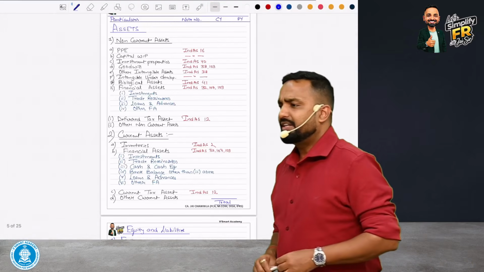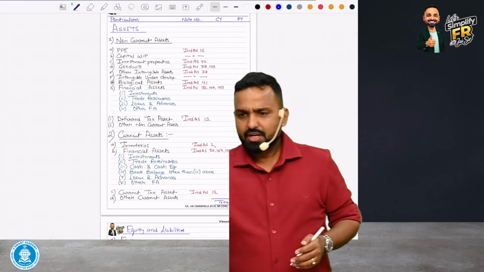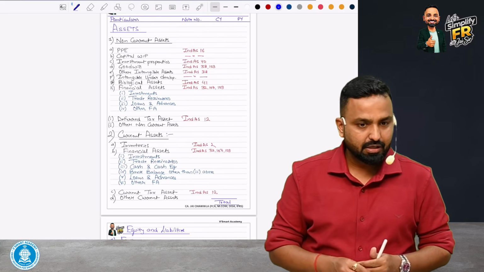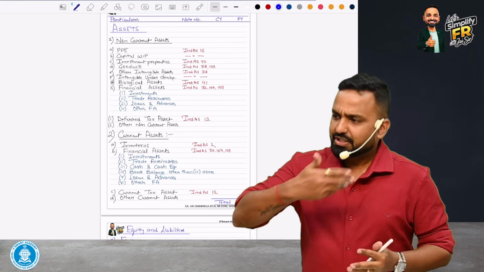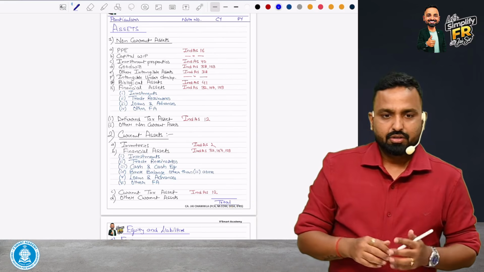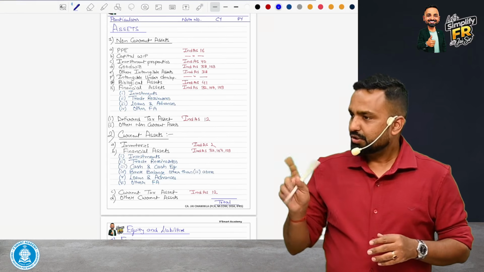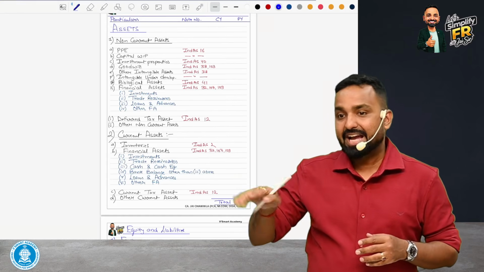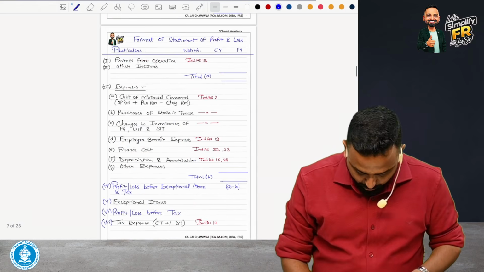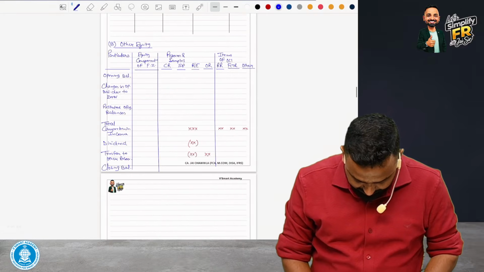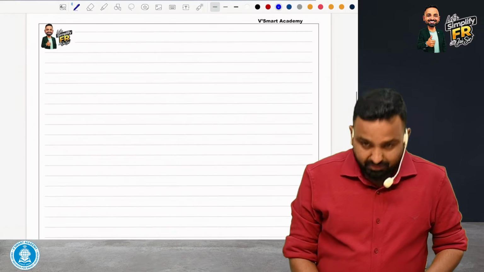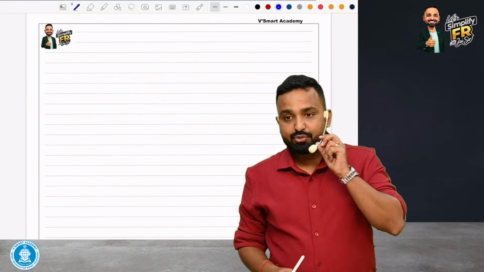Even you can write in your basic part also. Whatever basics you have, you have 7 pages left now. In continuation of that, you can also write. Don't worry. So 7 plus 2, that is 9 pages now you need, in continuation of that last point. What was our last item? Format of SOCI, right? Now after that, we are writing the names of Ind AS.